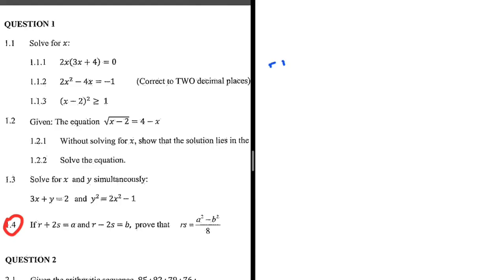We have r plus 2s being equal to a, and r minus 2s being equal to b. And we're supposed to prove that r multiplied by s is equal to a squared minus b squared divided by 8. How can we possibly do that?